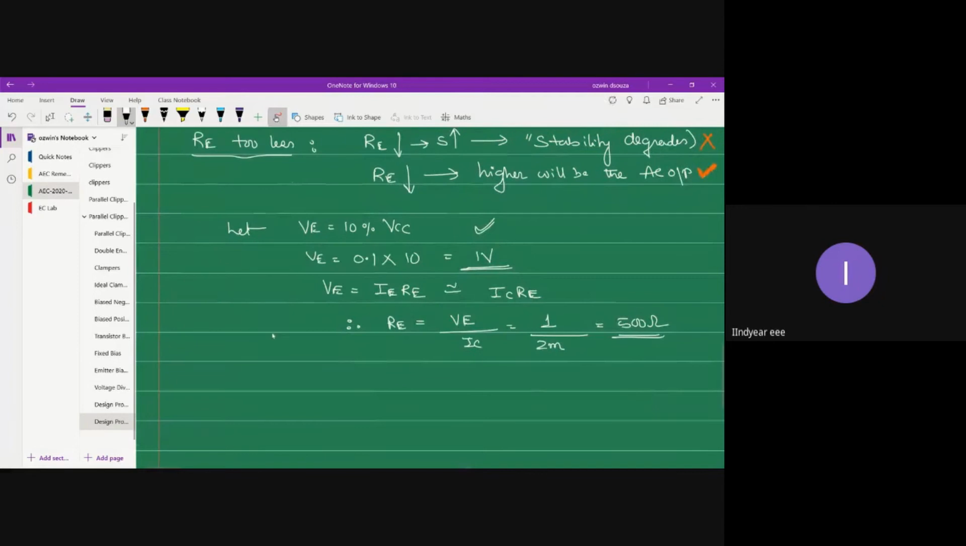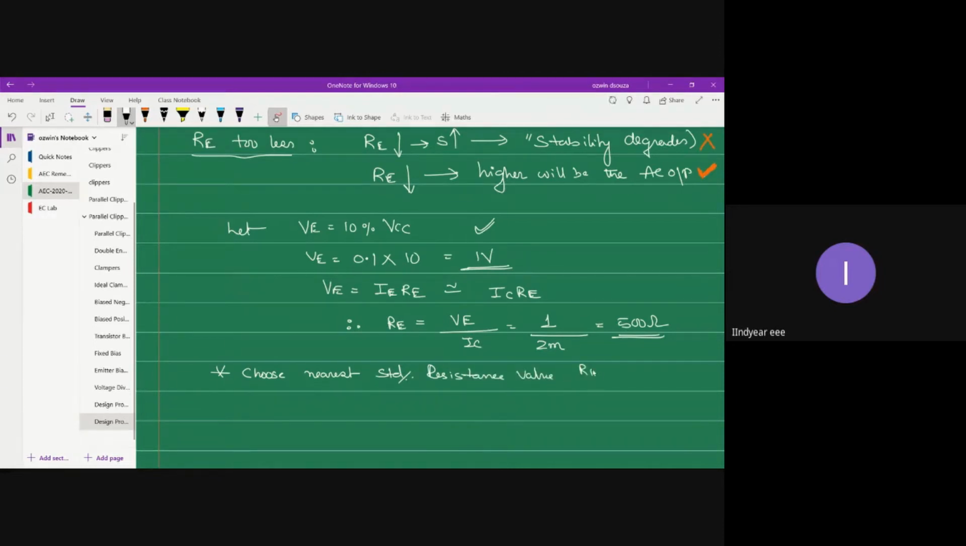Now, there is no standard 500 ohm resistance. That means if you go to any electronic shop and ask for a 500 ohm resistance, he may say, I don't have a 500 ohm resistance. So what you have to do is choose the nearest standard resistance value.